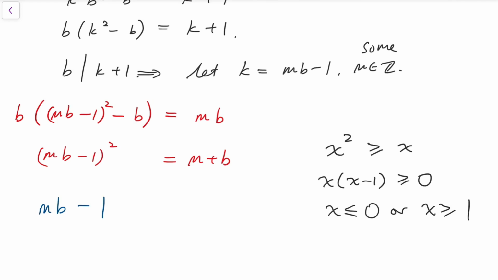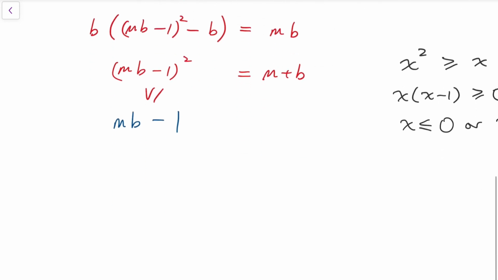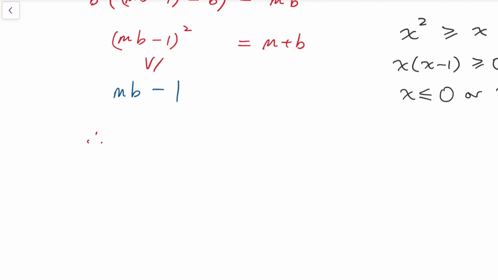So that means given that mb minus 1 is an integer, I don't care if it's positive or negative, it's always the square that's the larger expression. So that means mb minus 1 is less than or equal to m plus b.